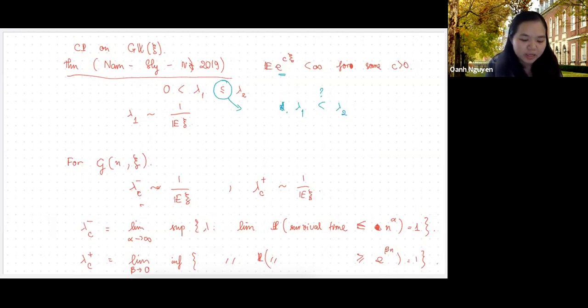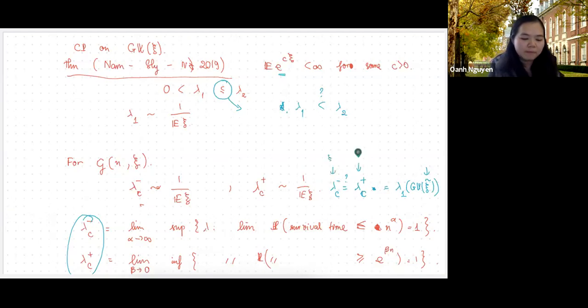The second open question is, for these thresholds lambda xi plus and lambda xi minus for the random graph, is it true that they are the same? And the next question is, is it true that it's the same as lambda 1 for the Galton-Watson tree? I should say that this is for the Galton-Watson tree with the corresponding distribution. So these are for xi.